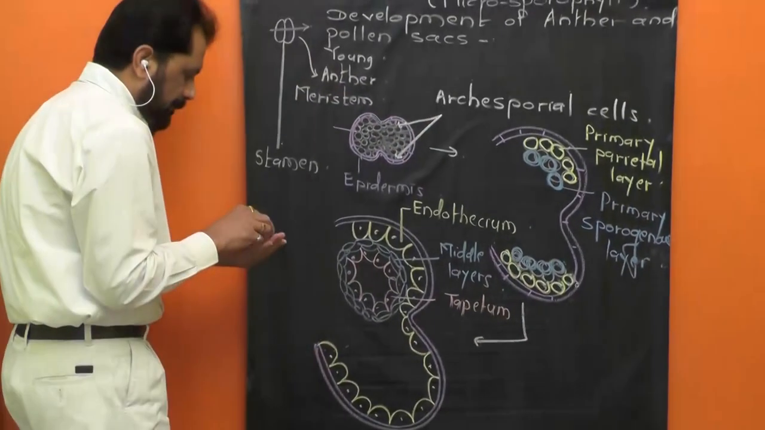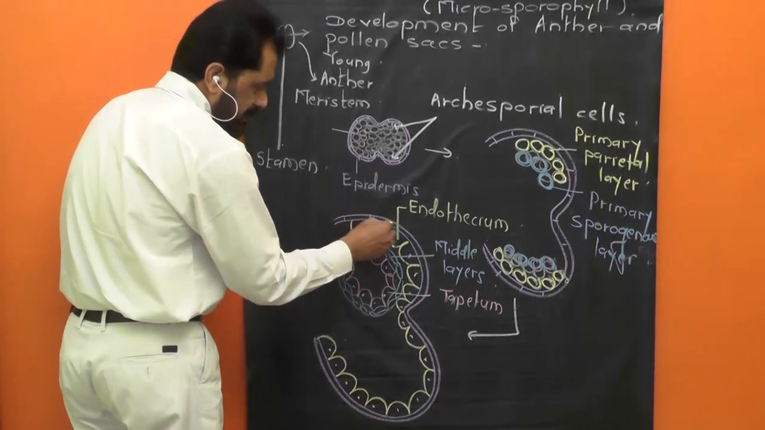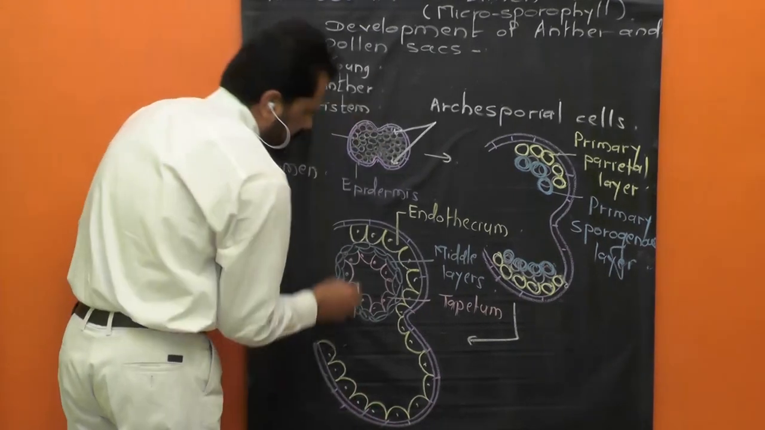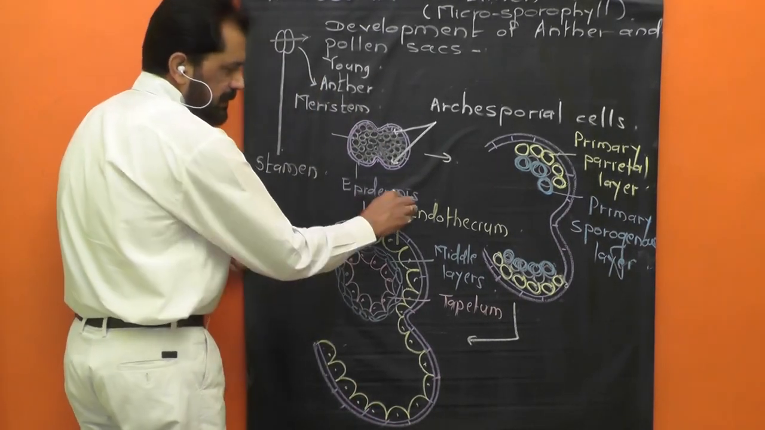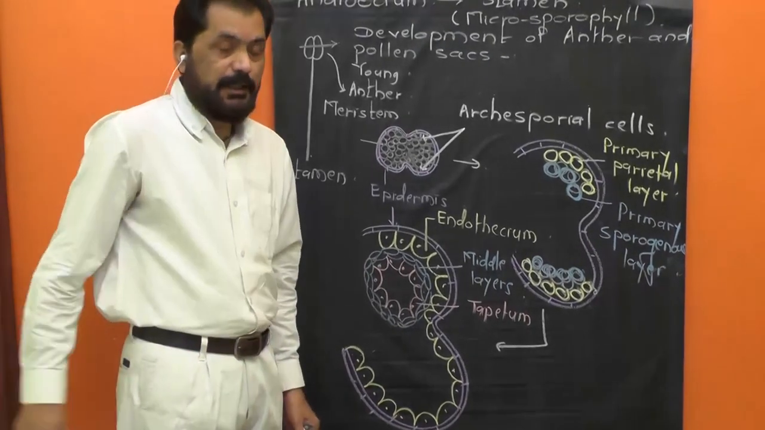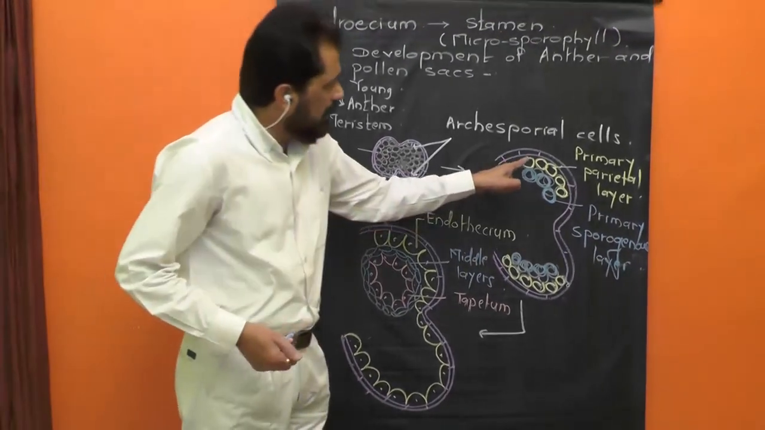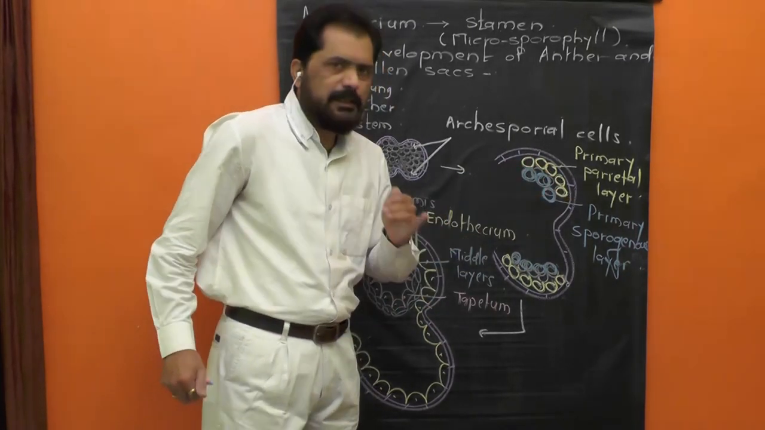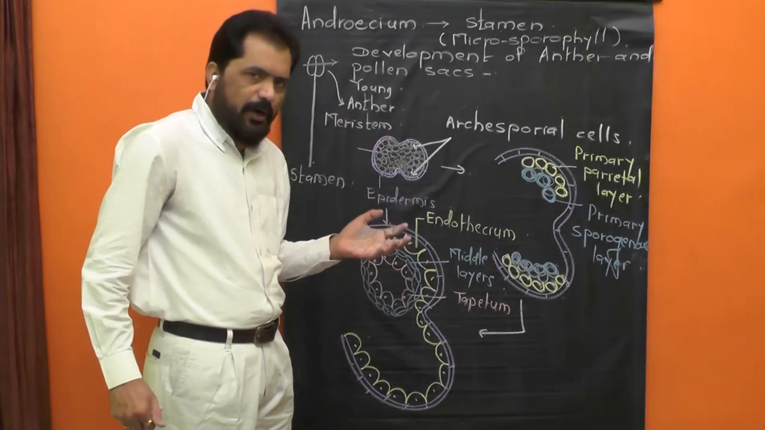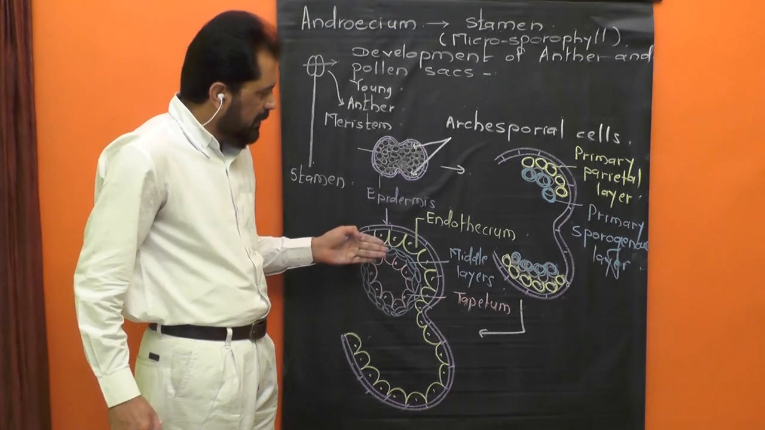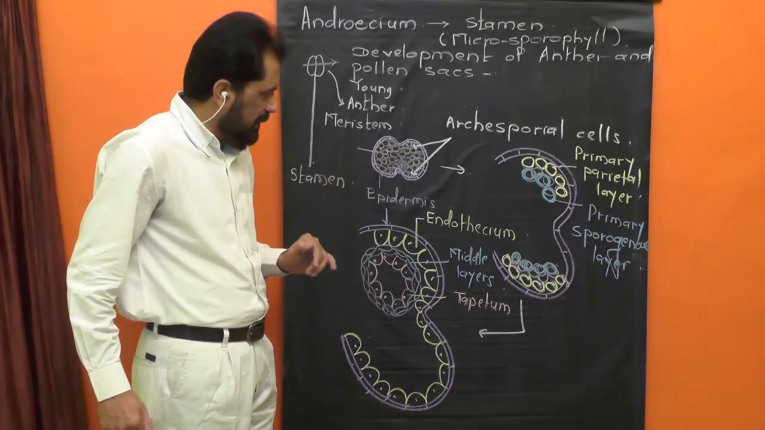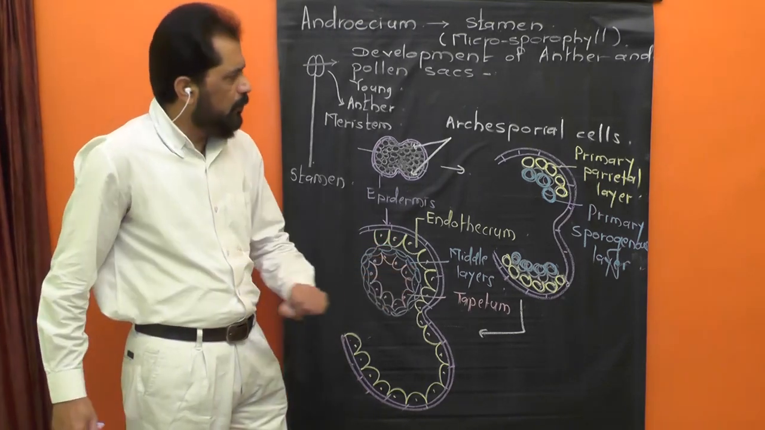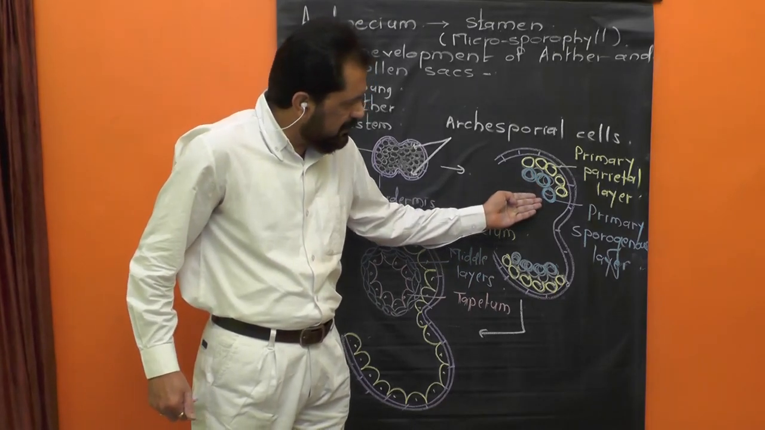And what is the name of this outermost layer which is already existed? You know, this outermost layer of cells is nothing but the epidermis, isn't it? It means, I think you might have understood, the cells of primary parietal layer divide, redivide, and form here many concentrically arranged layers such as endothelium, middle layers and tapetum. Now, what about this primary sporogenous layer?